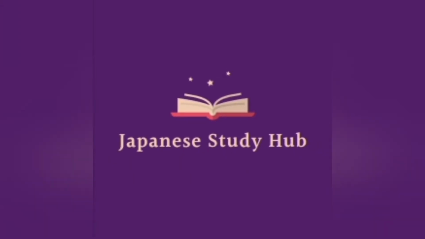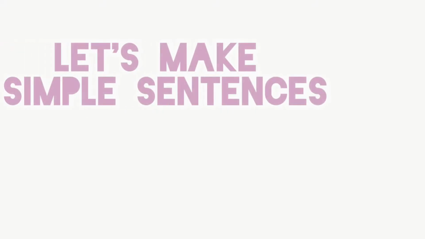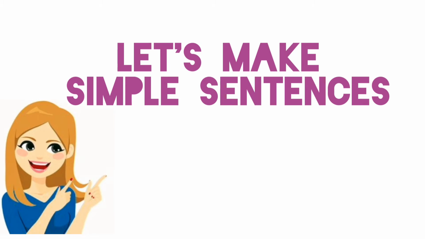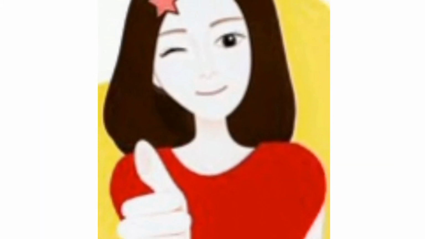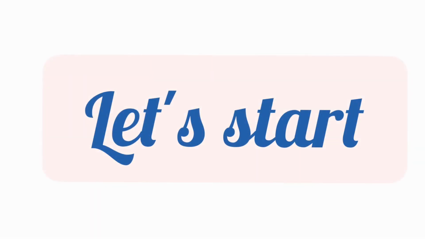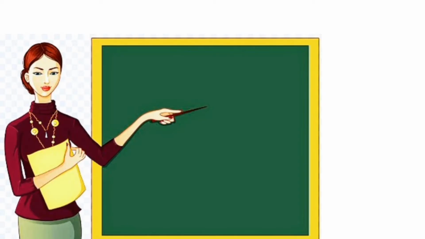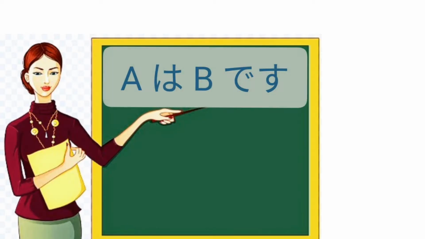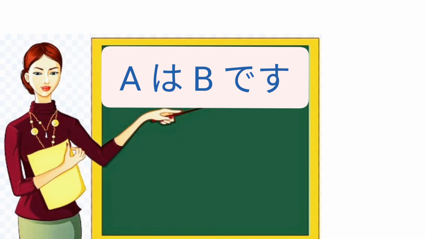In today's video, I am going to teach you how to make a simple sentence in Japanese language. I think this is the very basic pattern that you can use to make simple Japanese sentences. So, let's get started. The pattern goes like this. A wa B desu.